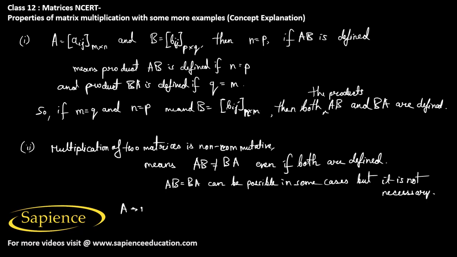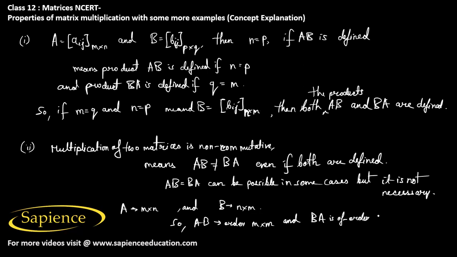Suppose, for example, A is of the order M cross N, and B is of the order N cross M. So the product AB is of the order M cross M, and the product BA will be of the order N cross N. So here it is not necessary that M is equal to N. If M is not equal to N, then AB and BA are not equal, and they are not of the same order also.